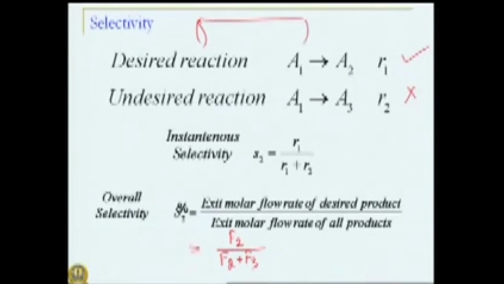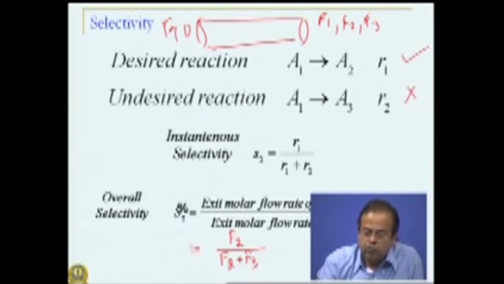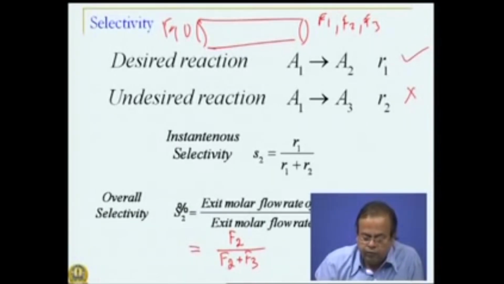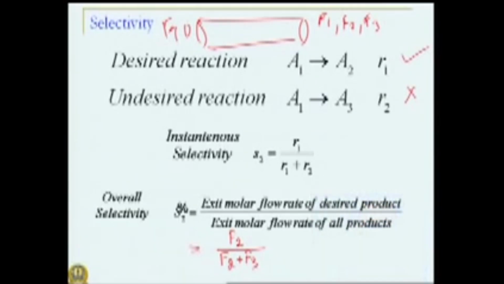What we are now saying is that of all the products that are coming out at F1, F2, F3 as flow rates, we are feeding in F10. Of all the products that are coming out, so what are the products that are coming out? A2 and A3 are the main products. So, F2 and F3 together is the exit molar flow rate of all products. Of all these products, how much is the actually desired product that is coming out? That is our F2. So, the ratio of this is the selectivity S2.